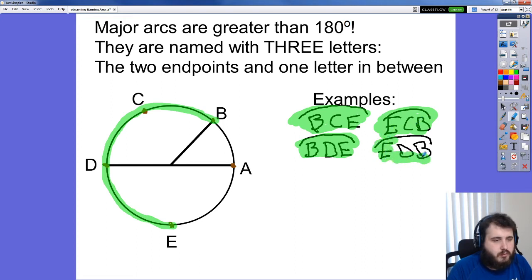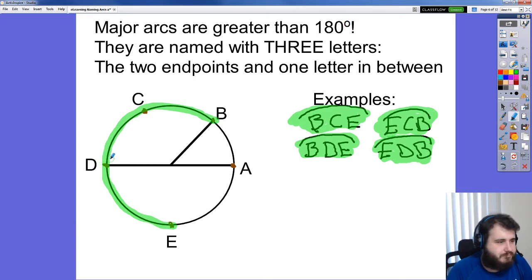So all you have to do is pick the 2 endpoints, B and E, put them on either end, and then in the middle, if you've got a choice between which point to pick, just pick the one you like better. If you like C, pick C. If you like D, go ahead and pick D.